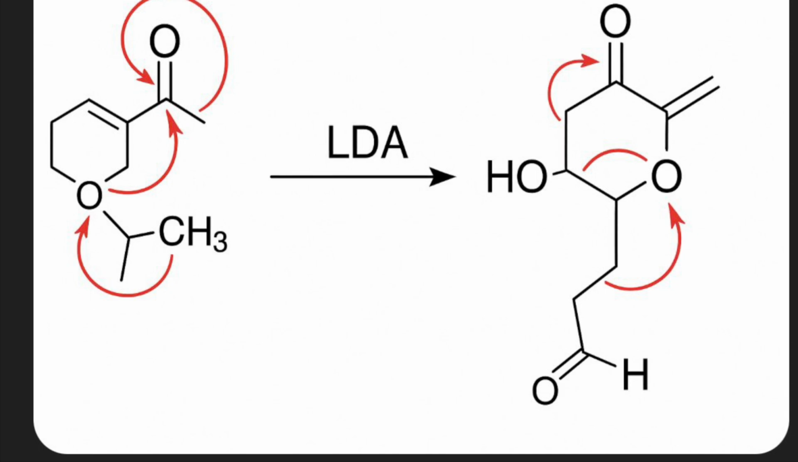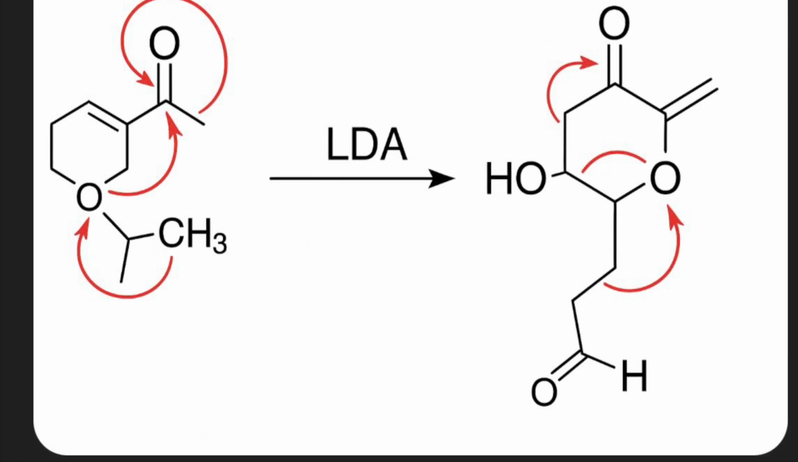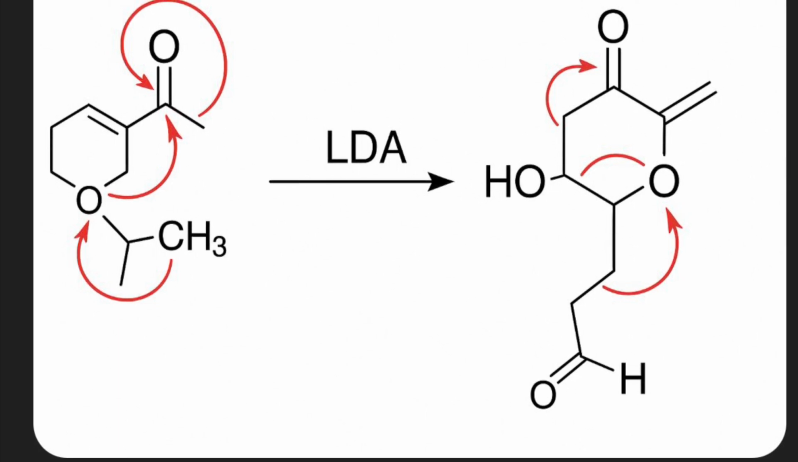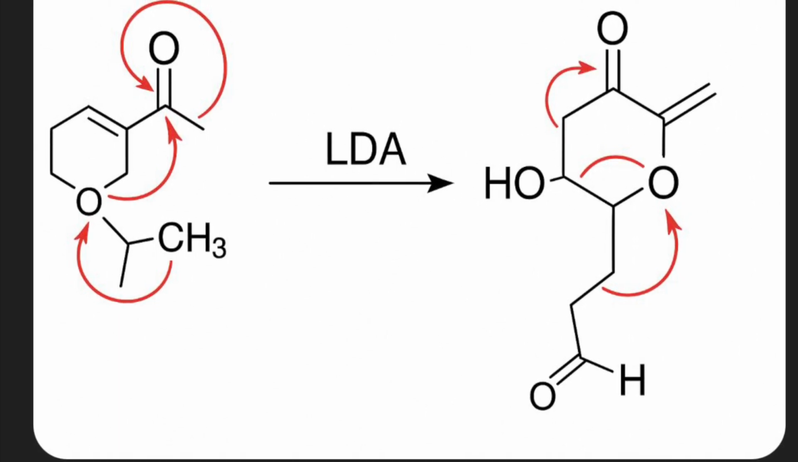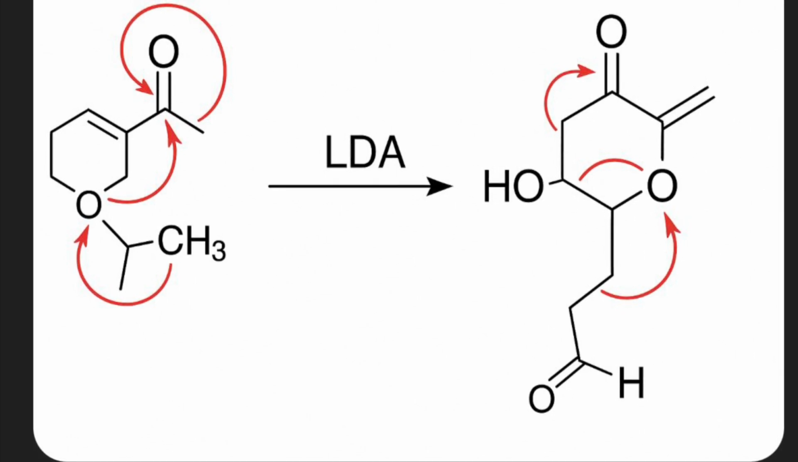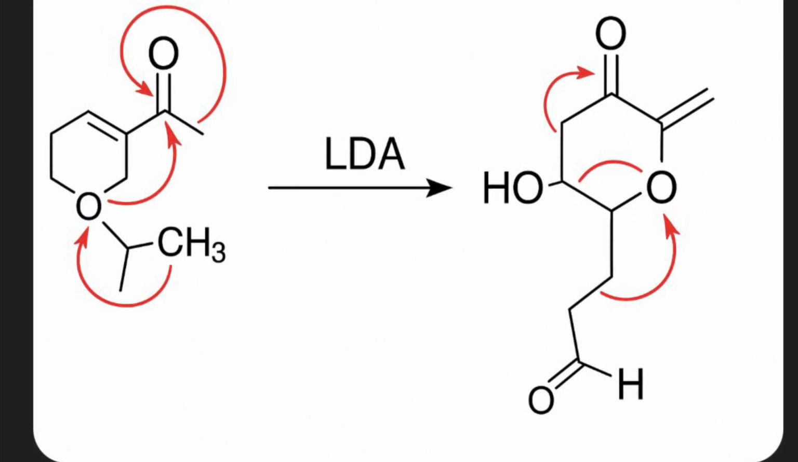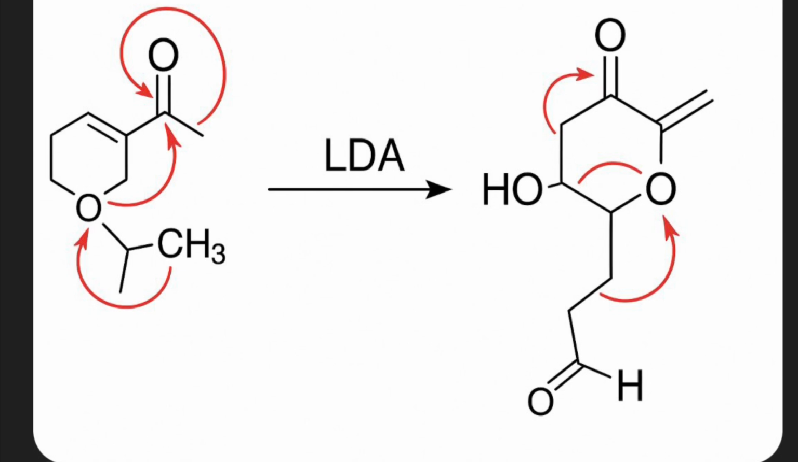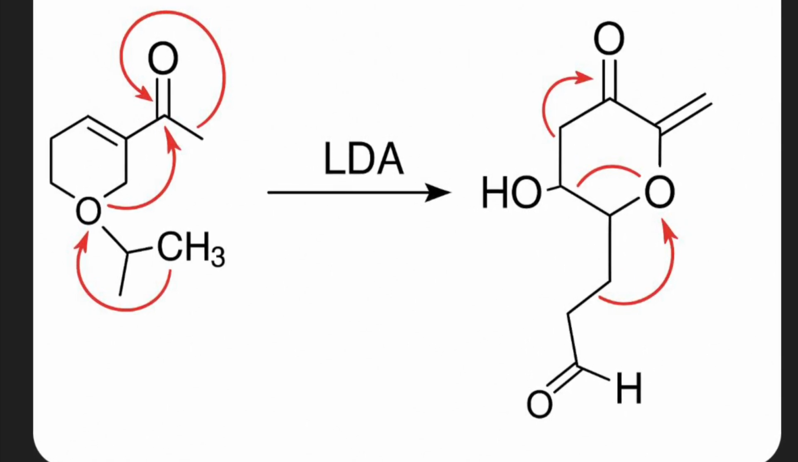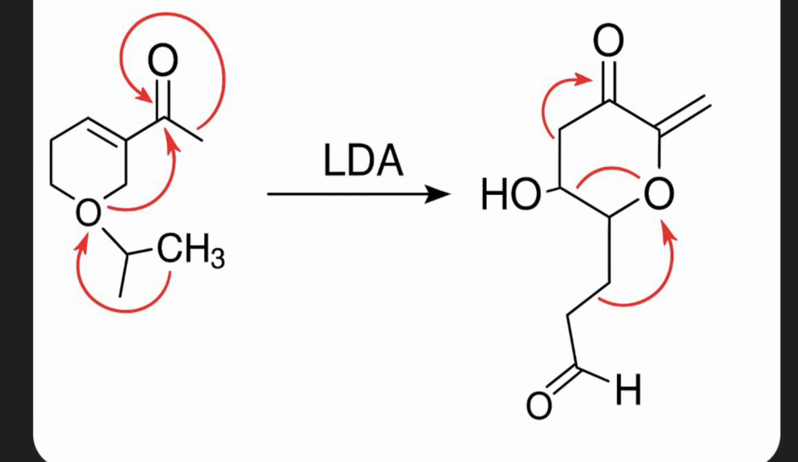LDA, being a strong base, abstracts a proton from the alpha carbon of the ketone, forming an enolate ion. The electrons from the CH bond move to form a CC double bond. The enolate ion acts as a nucleophile, attacking the electrophilic carbonyl carbon. The electrons from the CO double bond move to the oxygen atom. After acidic workup, or protonation, a hydroxyl group is added to the molecule.